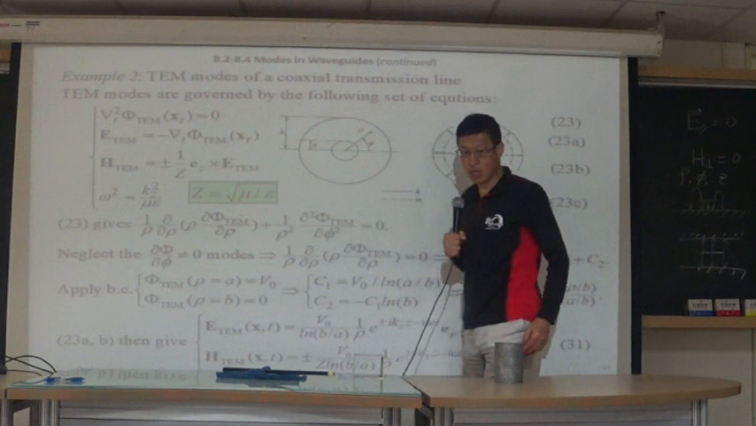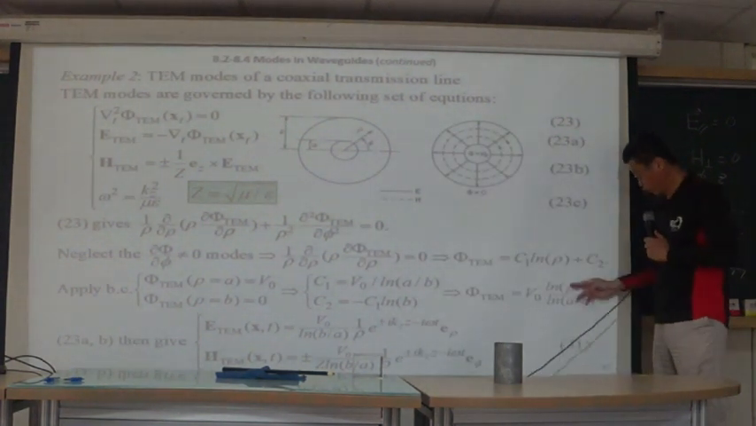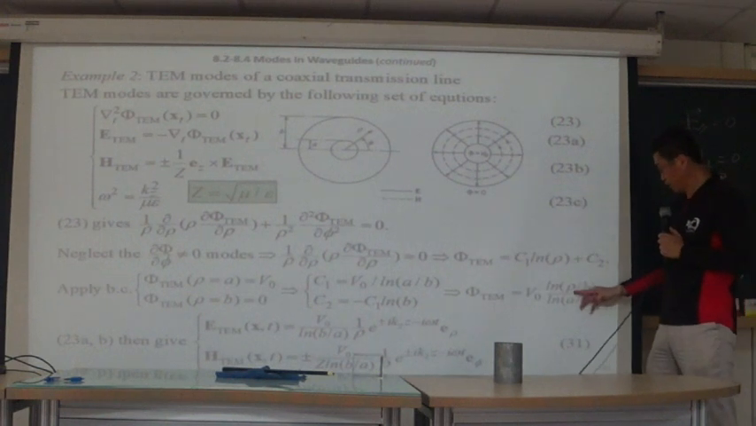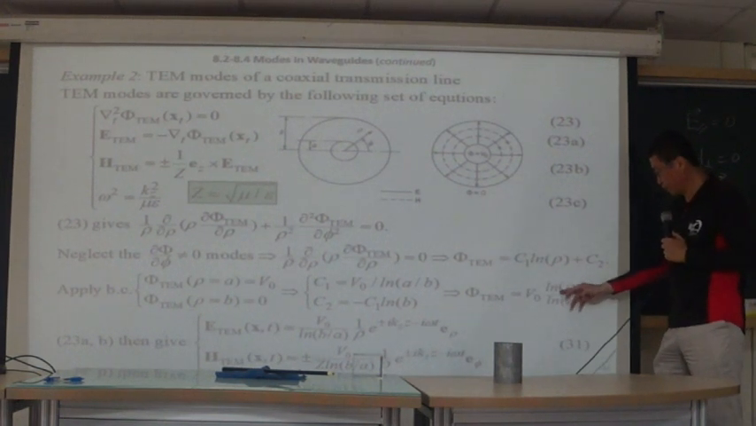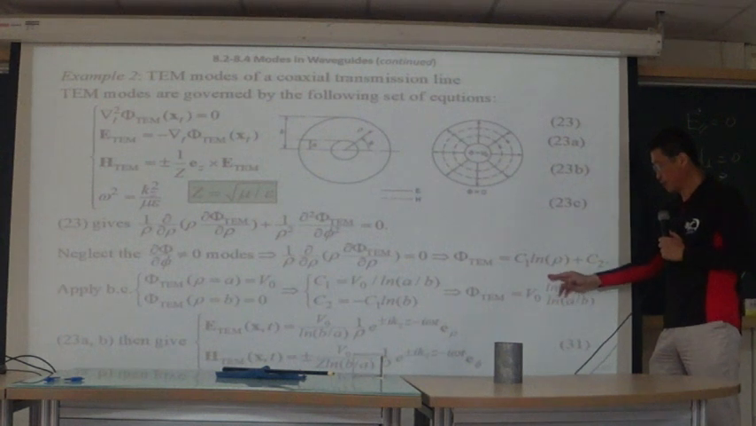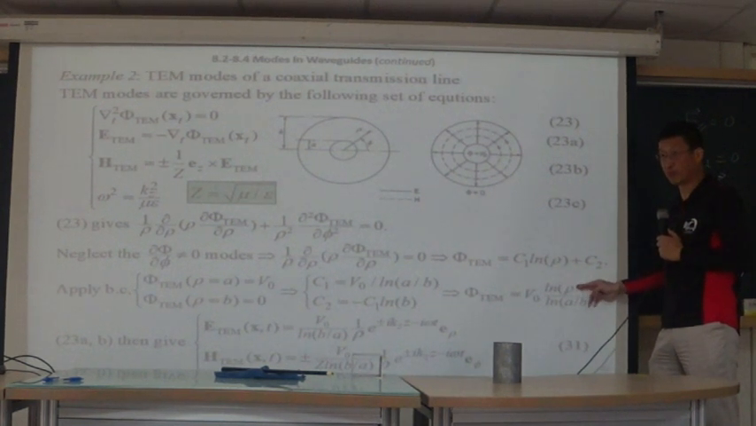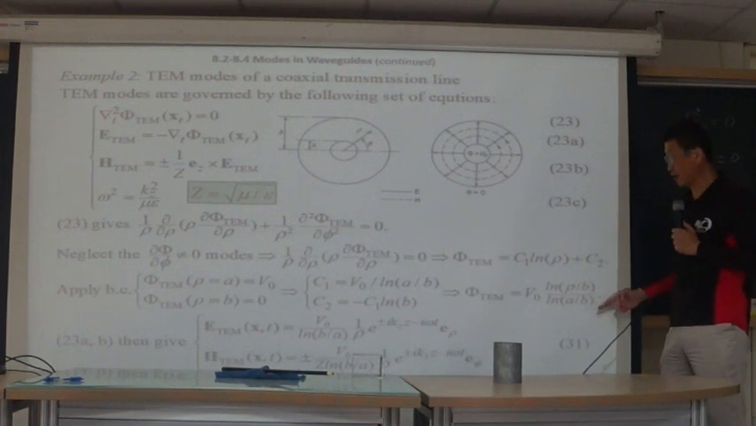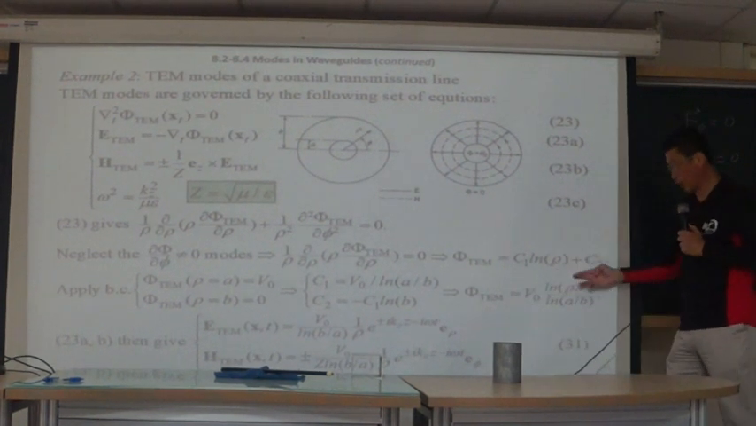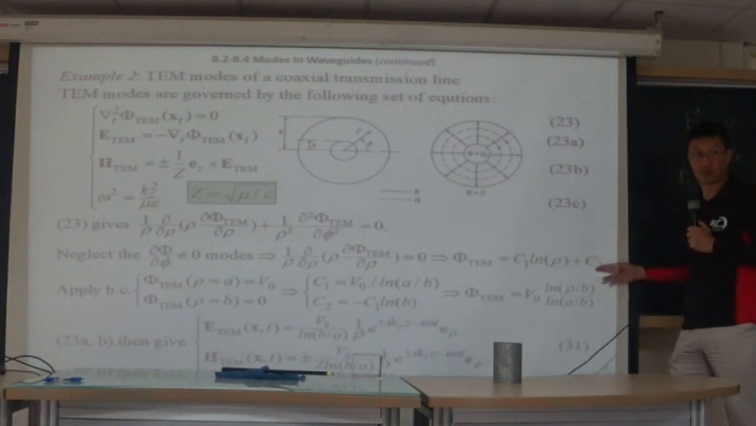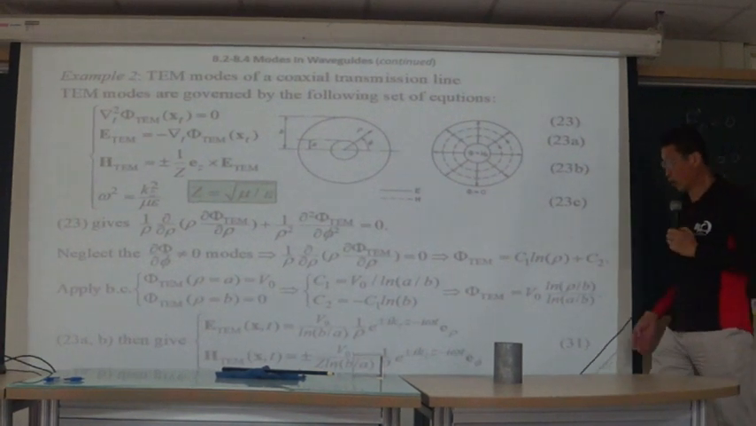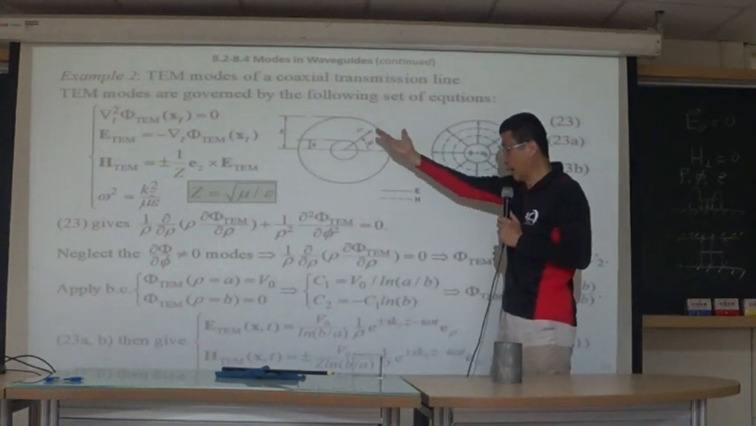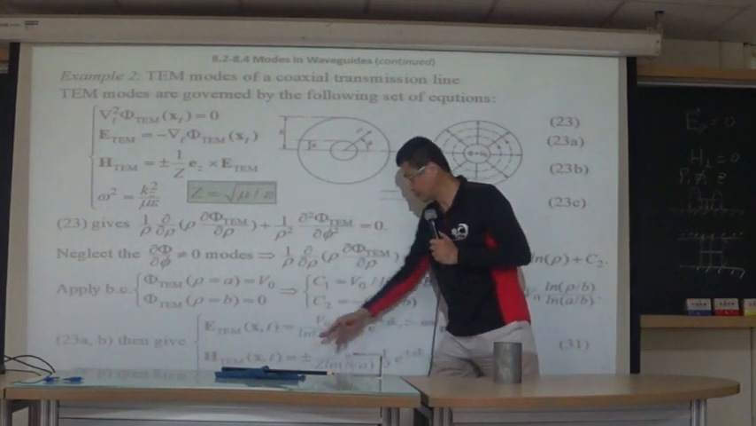Let's check this result. Rho equals A, it should be V0, right? Rho equals B, this one is natural log 1, and natural log 1 is 0. Okay? Correct. So you should double check your solution. Once you have the potential, you can calculate the electric field.